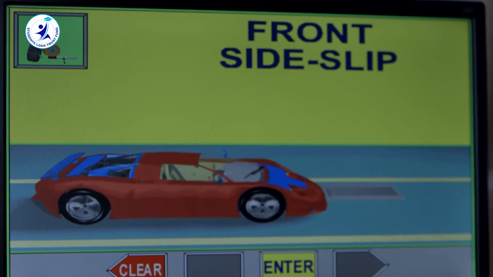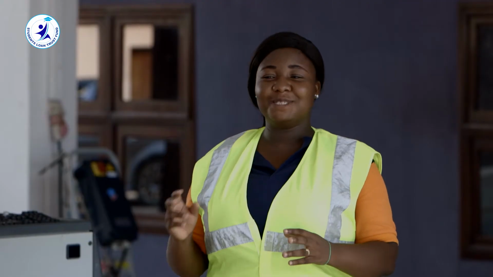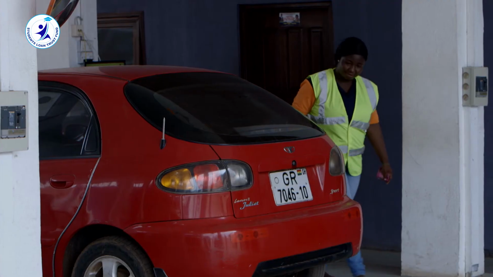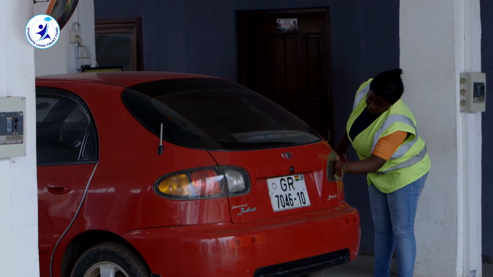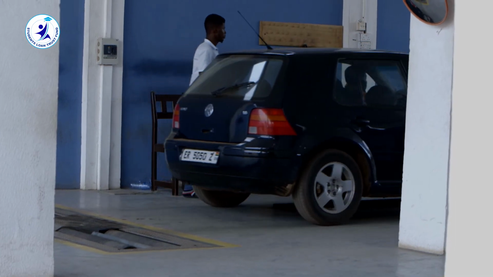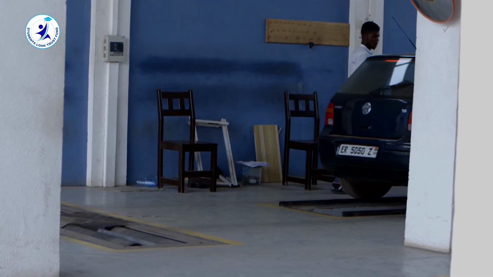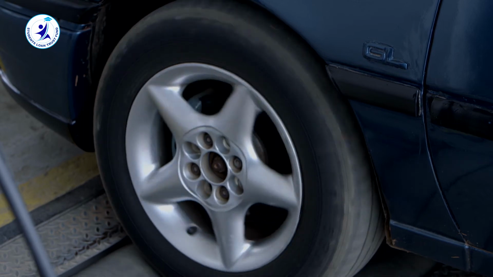I work at Awompi DVLA. I am the administrator of this place. If I check the physical condition of the car and everything is okay, then from there the cars will come here and go through the general body test. From there, if they are roadworthy, then the certificate is issued to them.